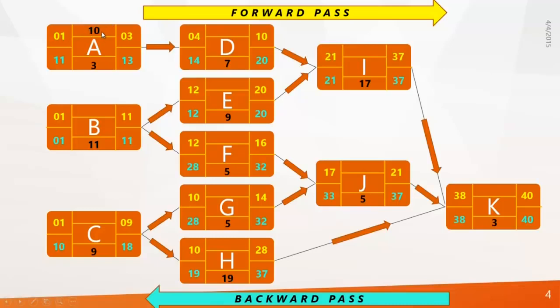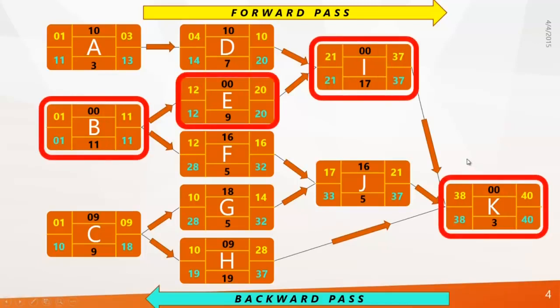Now you must have understood early start and late start. Now we calculate float for every activity. Calculating float is simple. Just take the difference between late start and early start, or late finish and early finish. So the total float of activity A is 11 minus 1 makes 10, and for B, 1 minus 1 makes 0. Now have a closer look at the activities. You can find some activities having float as 0. Which are those activities? It is B, E, I and K.